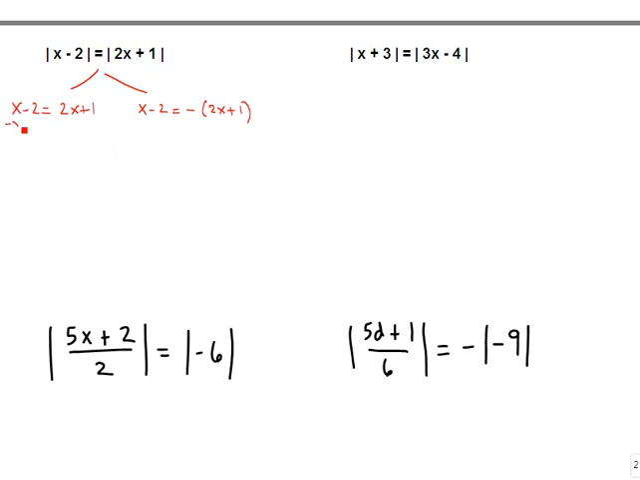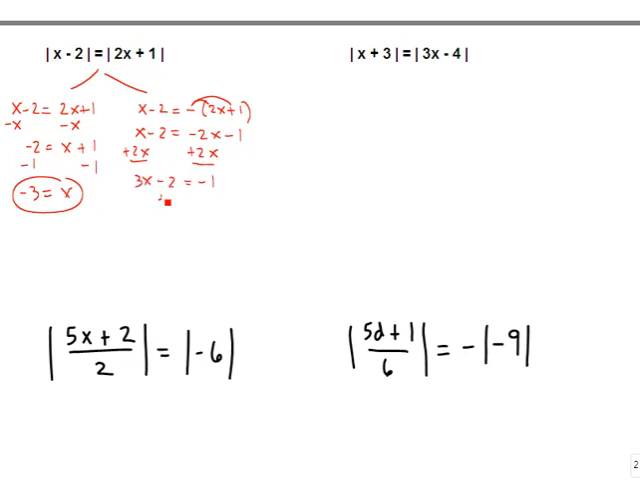So in the first case, I'm going to get my x's together by subtracting x. Then I'm going to subtract 1, and I get negative 3 equals x. So there's one of my solutions. For the second case, please make sure that you distribute that negative across first. So we'll get negative 2x minus 1. Then I'm going to get my x's together by adding 2x. So I get 3x minus 2 equals negative 1. Add 2, and we get 3x equals 1. Divide by 3, and we get x is 1/3. So my 2 solutions are negative 3, comma 1/3.